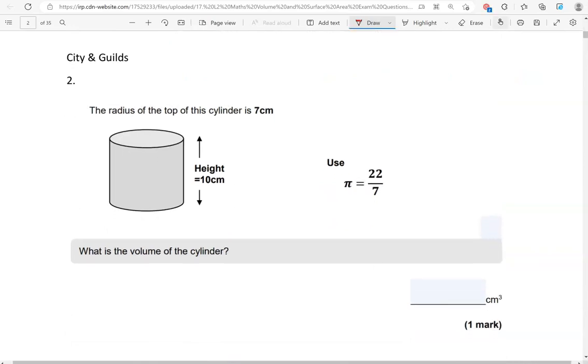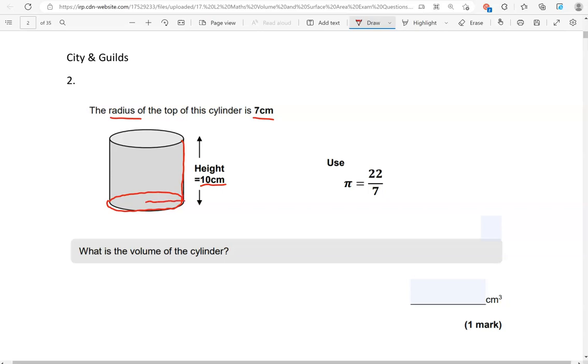The radius of the top of the cylinder is 7 centimeters. What is the volume of the cylinder? To work out the volume of the cylinder, we need to work out the area of the base and then multiply that by the height. So we know the height is 10 centimeters. We don't know the area of the base, which is circular. We're going to work it out. So the radius is 7 centimeters.